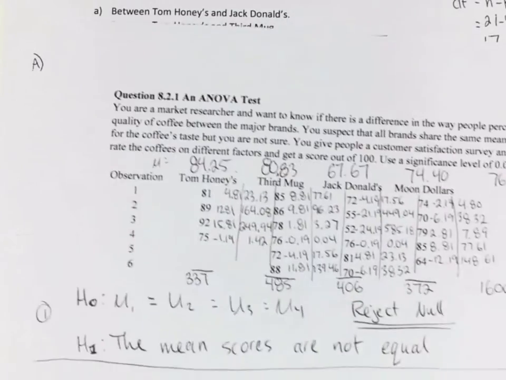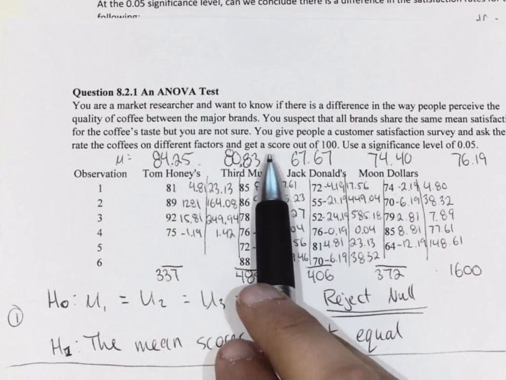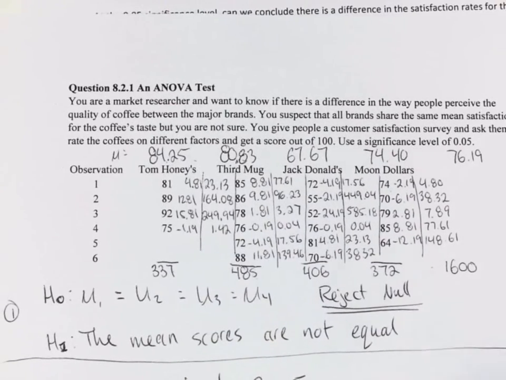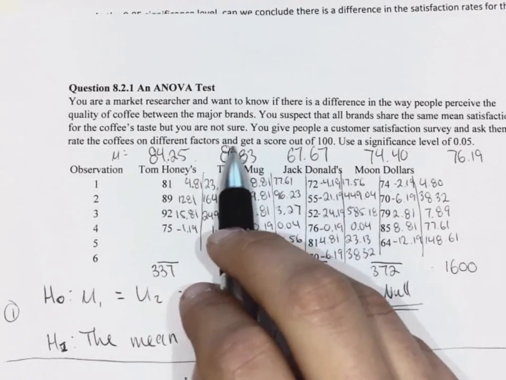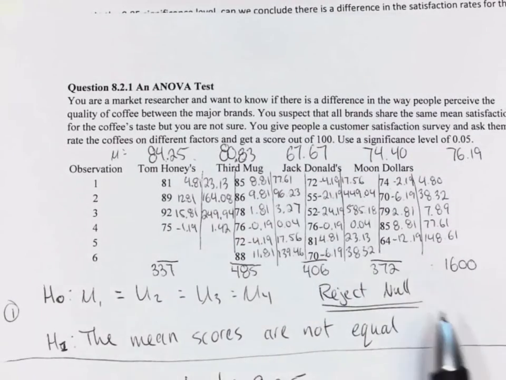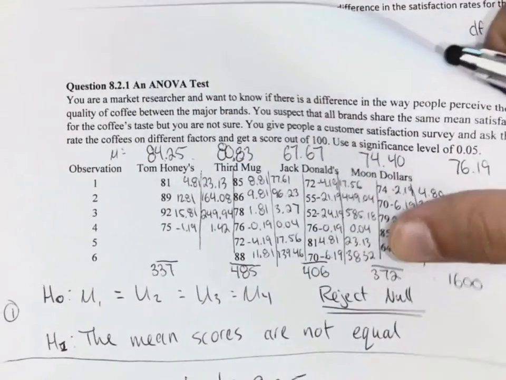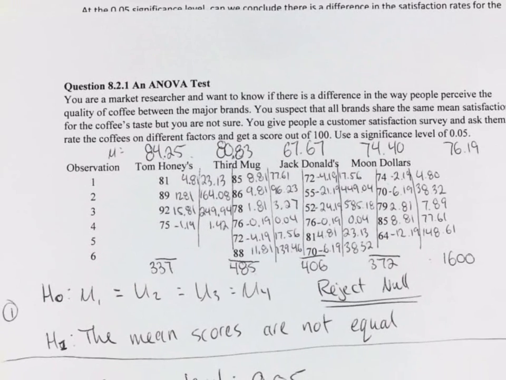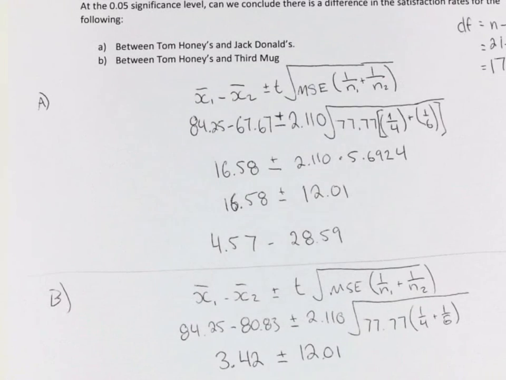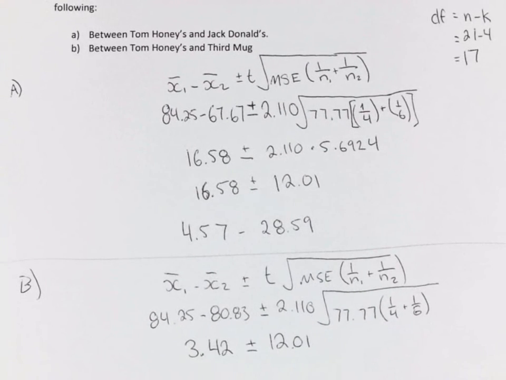When we have a look at their mean satisfaction, as you see, Tom Honey's is slightly ahead at 84.25. Third Mug is at 80.83. But this difference could be, we're not saying it is, but it could be based on chance of just the satisfaction results in our samples, and not a true indicator of the coffee. So if we were to do this sample again and survey another group of customers, we may get Third Mug with a higher satisfaction rate. Whereas we can conclude that between Tom Honey's and Jack Donald's, that wouldn't be the case.